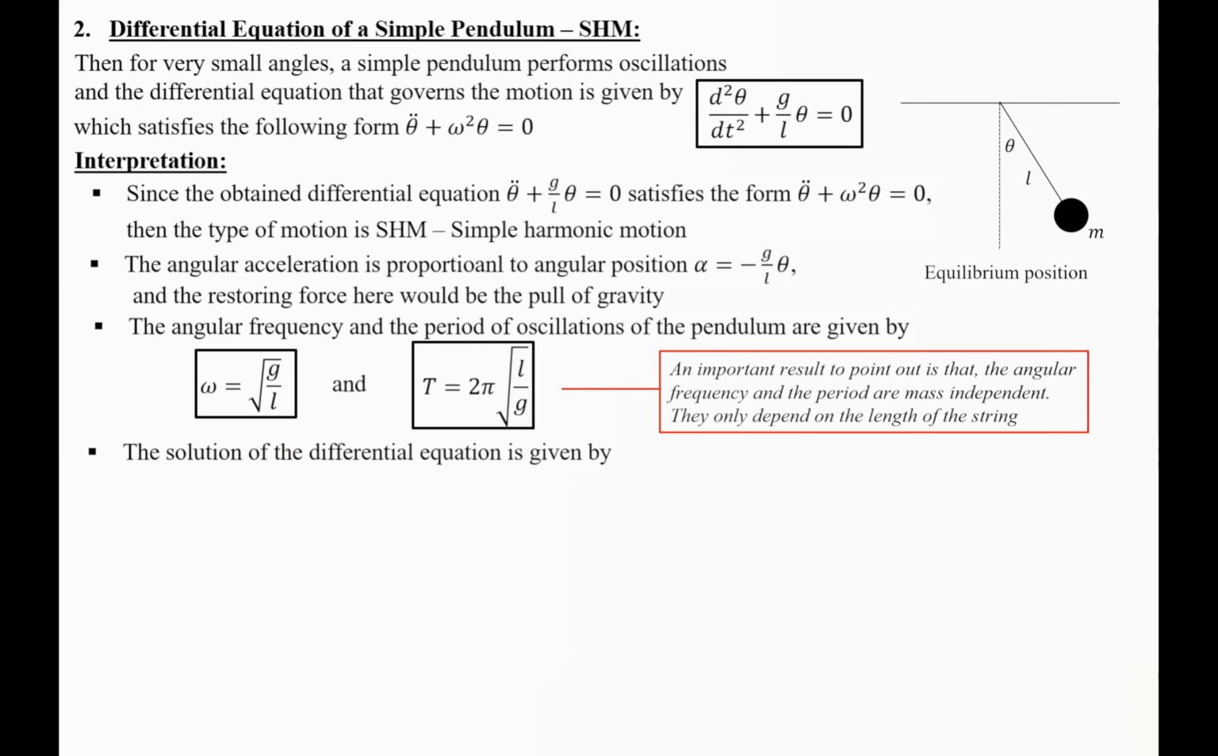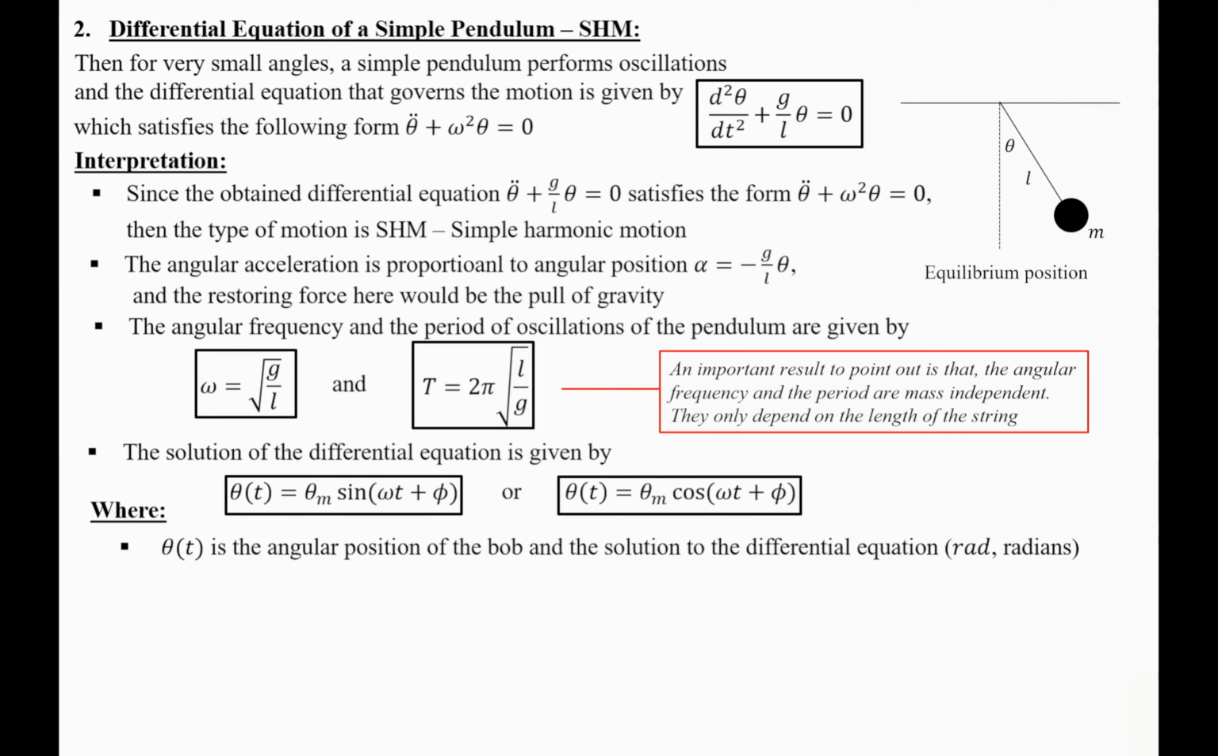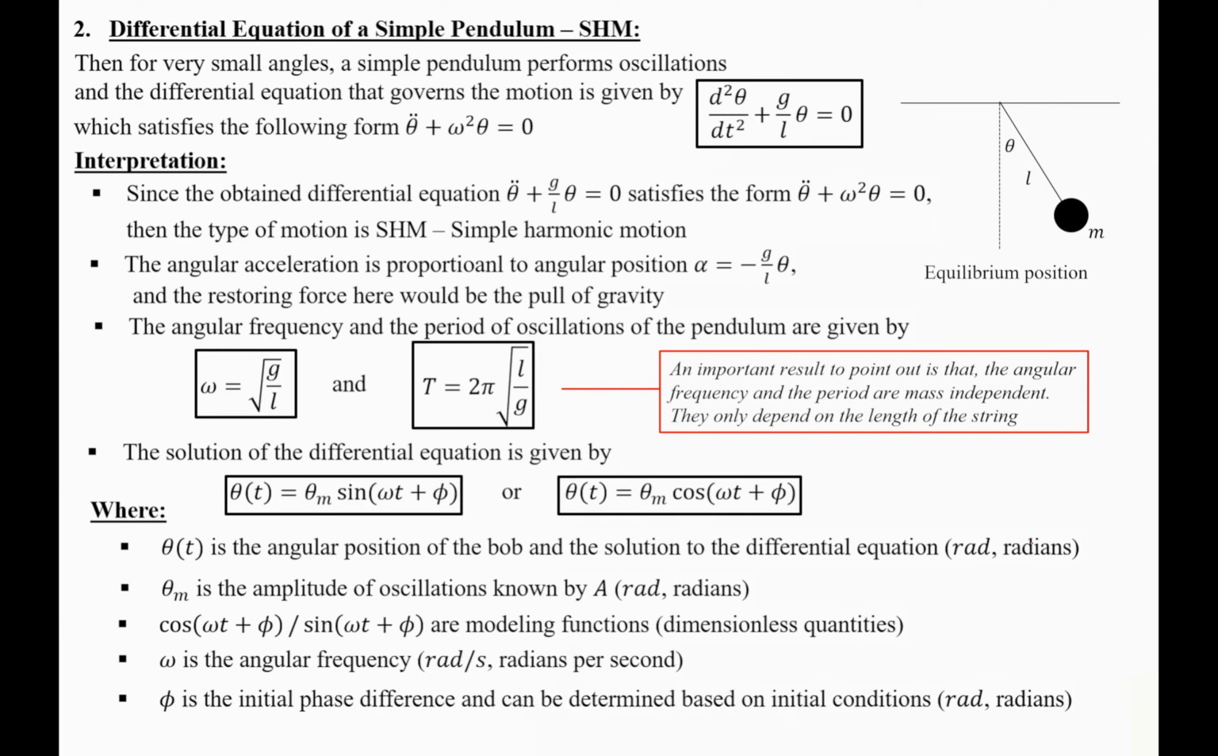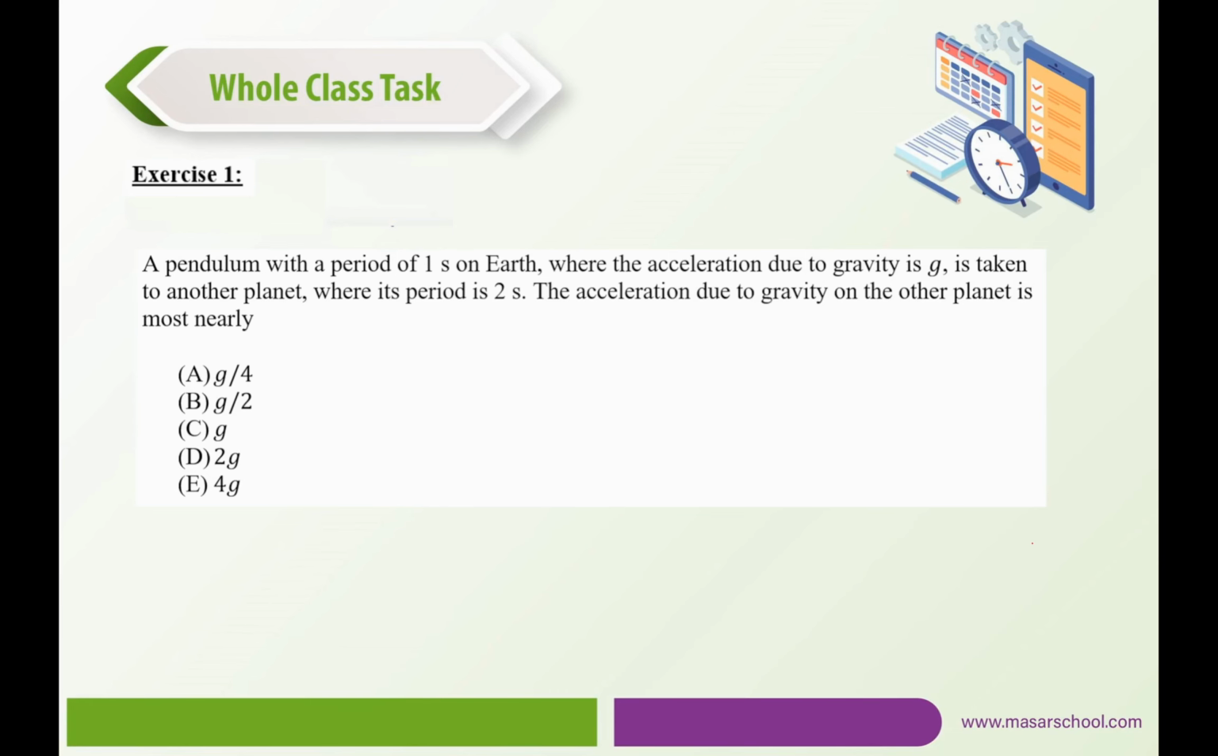The solution of the differential equation is given by θ = θm sin(ωt + φ), or a cosine function, where θ is the angular position of the bob, and the SI unit is not degrees but radians. θm is the amplitude of oscillations, also known as A, also in radians. Now cosine and sine are modeling functions, they are dimensionless quantities. Omega is the angular frequency and phi is the initial phase difference and can be determined based on initial conditions, and its unit is rad, which is radians.